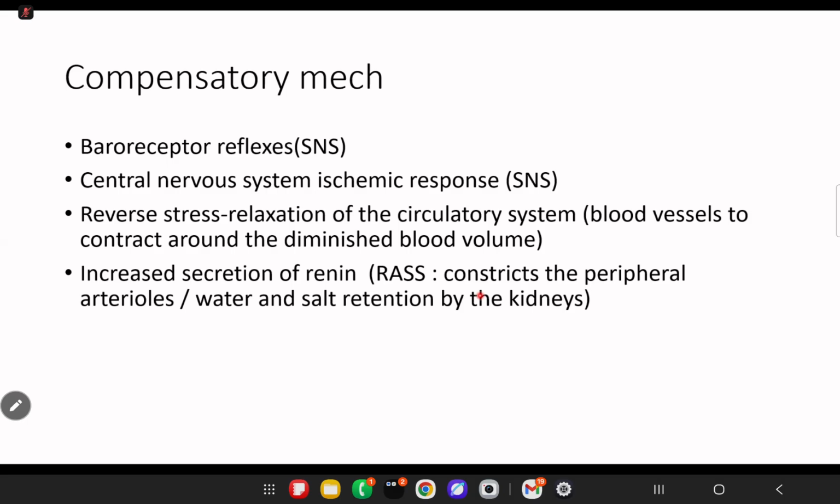In other words, these are not like your steel or iron pipes. If there is a blood loss, you will not have emptiness, empty space inside the vessel. The vasculature will constrict around your blood volume so that the blood volume is the same. This is called the reverse stress relaxation of the circulatory system.